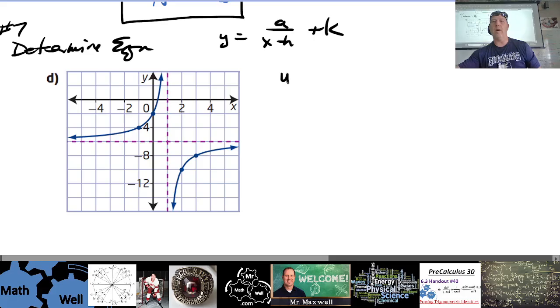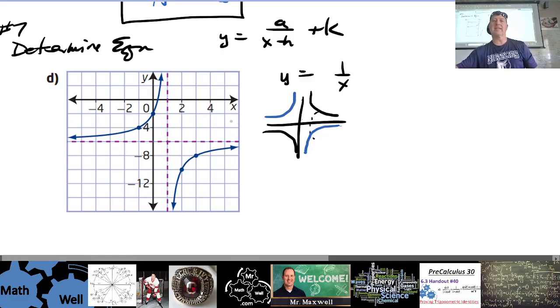So remember that y equals 1 over x, which would be our standard graph, would look something like this, right? So if you flipped this one about the y-axis and made it blue, it would look something like this. If you flip this one, it would make it something like this. So that's kind of the shape that we see there, isn't it? So that means that a is going to be negative. So a is going to be negative something.